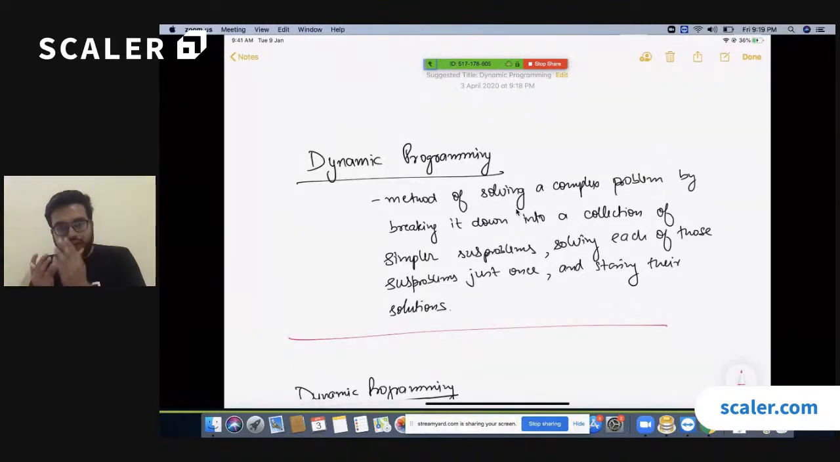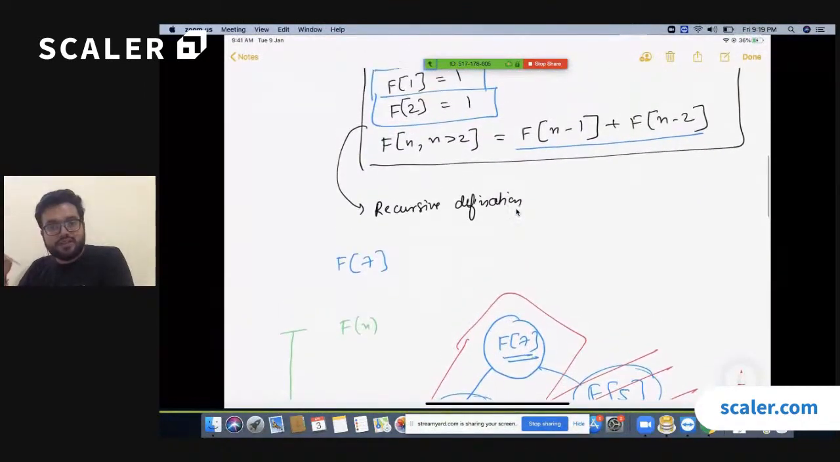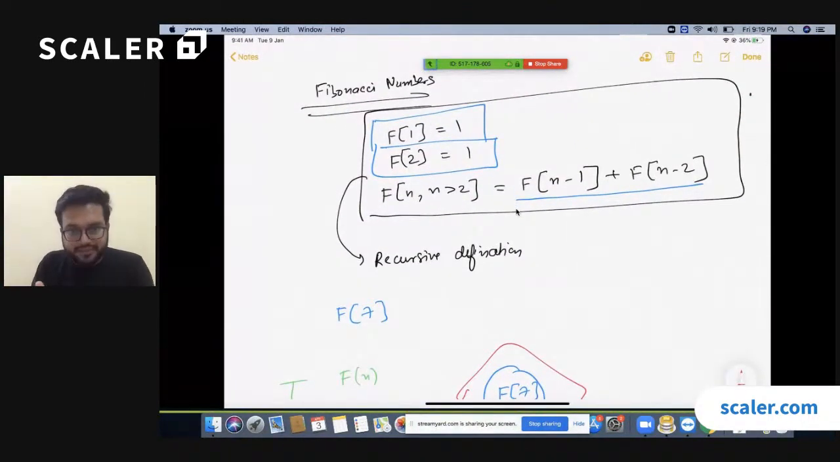Okay, so what exactly are you doing? Let's look at this problem. You have a problem which could have been solved using smaller subproblems. So Fn could have been solved using the answers to smaller subproblems, where n' would be less than this n.